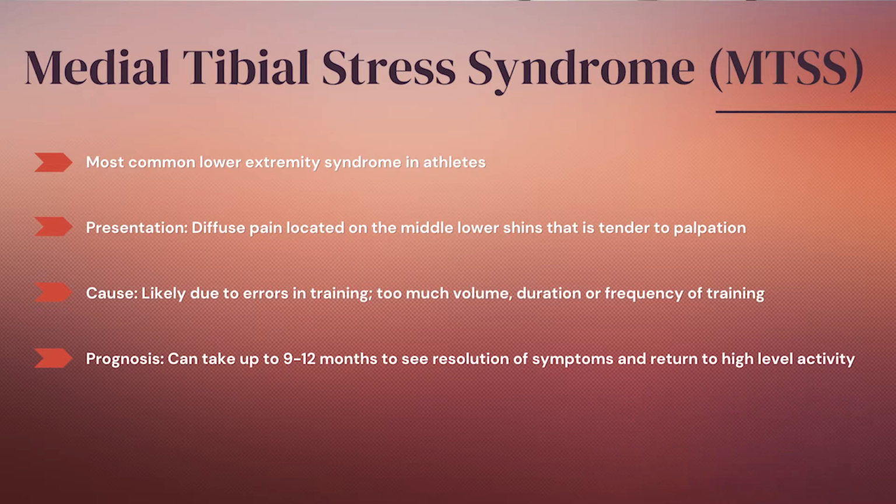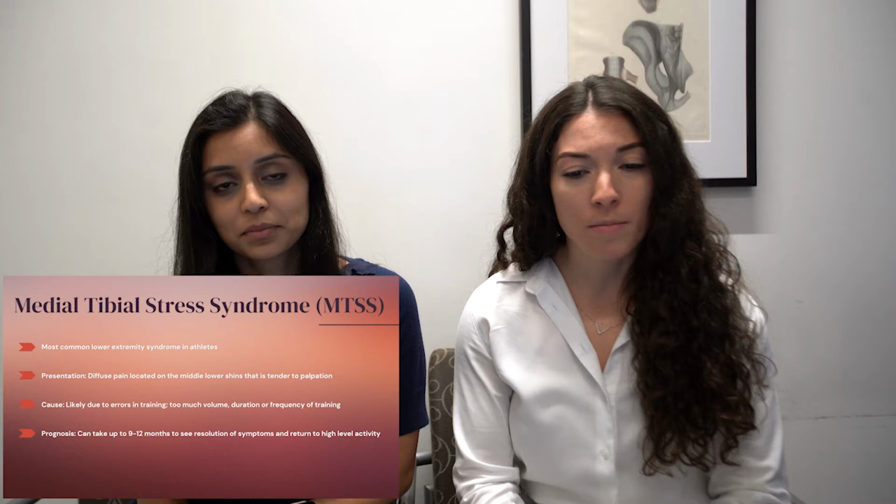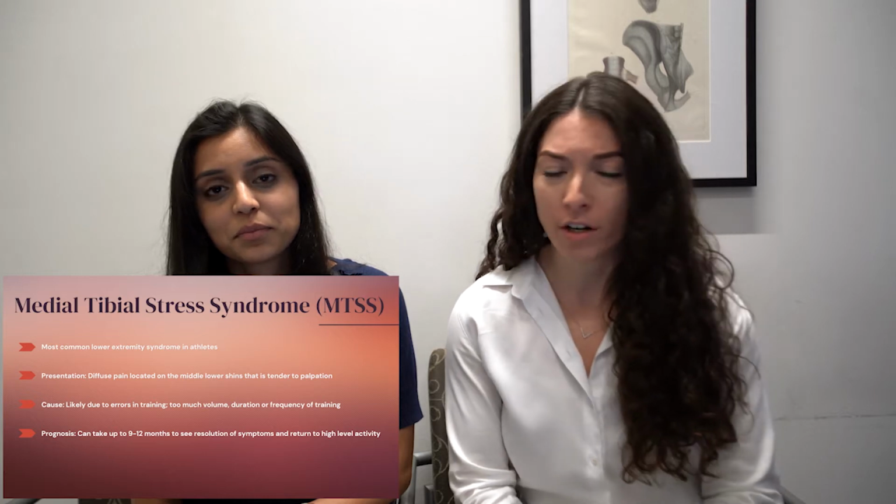So in our first slide about the diagnoses, we'll be talking about medial tibial stress syndrome, otherwise known as shin splints. This type of shin pain is located on the middle portion of the lower leg of the shin bone. This is common with runners, dancers, military personnel. It can also occur with non-athletes as well. It's just more common with athletic populations and runners.